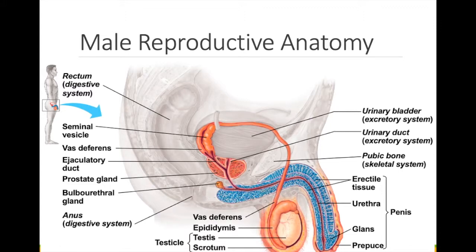Here you can see the male reproductive anatomy, and this is a side view, so you can see the man here and he's standing sideways. So let's do the same thing we just did, and instead of the egg this time, we'll follow the sperm. So the sperm is made in the testicles, which are held in the scrotum.